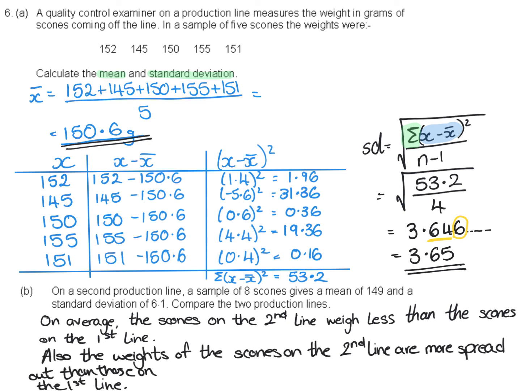So when I'm comparing the standard deviations, notice there's no mention of standard deviation in my sentence here. I've written also, the weights of the scones on the second line are more spread out than those on the first line. So there's an example of how we compare the mean and the standard deviation, noticing that this sentence here uses the word average, not the word mean. And here I'm talking about how spread out they are instead of using the word standard deviation.